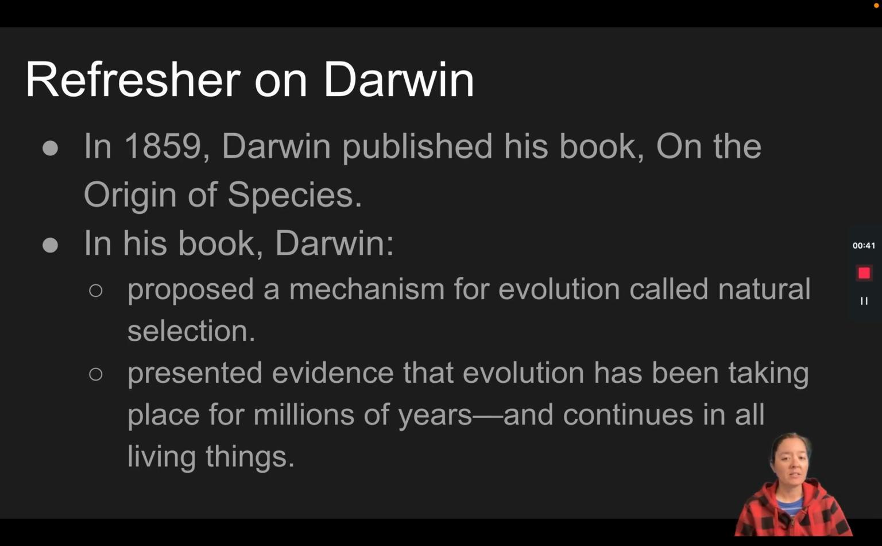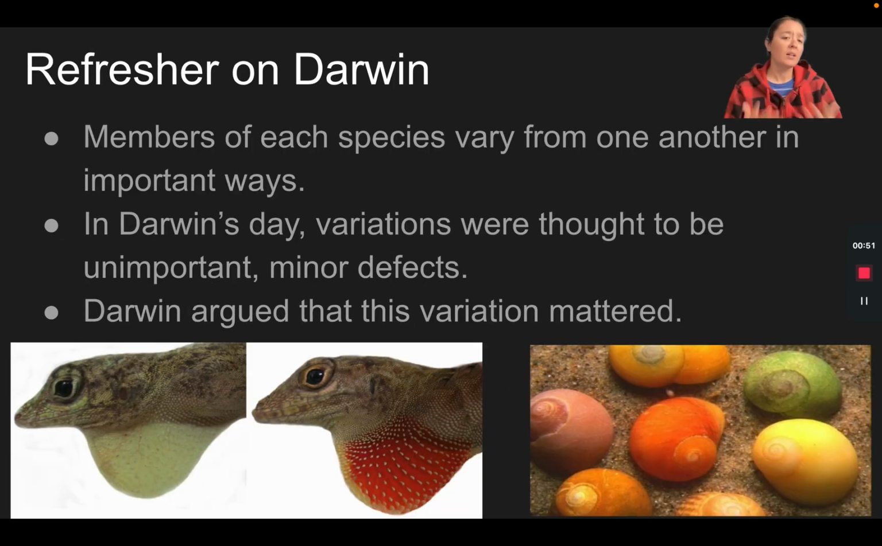He presented evidence that evolution has been taking place for millions and millions of years, forever, and it will continue in all living things. So here we have a couple of examples where we see members of a species differing from each other in significant ways. So here we have two anole lizards. They have different color throat pouches, which can be just normal variation.